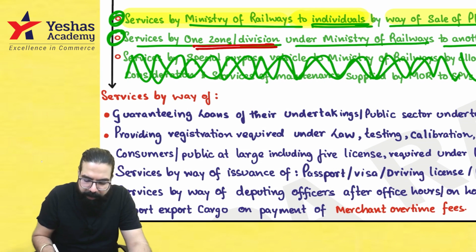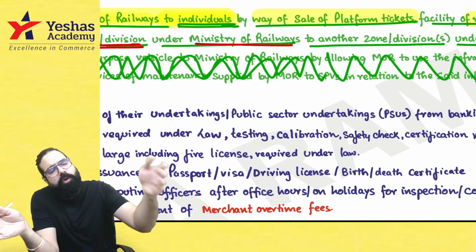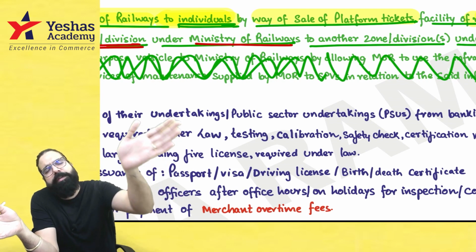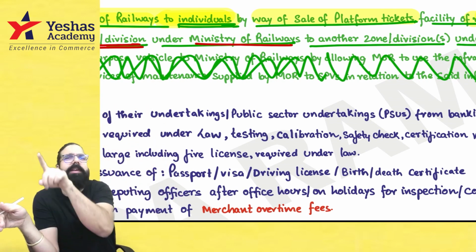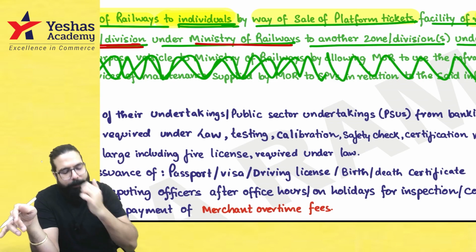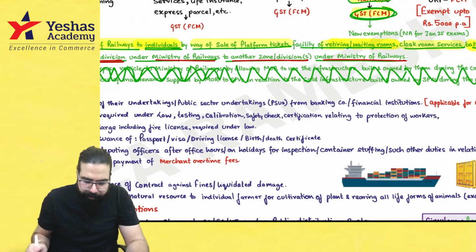One zone or division under the Ministry of Railways. So, for example, Southern Zone is giving services to Northern Zone, or Northern Zone is giving services to Eastern Zone. Zones under the Indian Railways giving services to each other, there is no GST. Done, sir. This point is clear. One zone to another zone under the Ministry of Indian Railways.